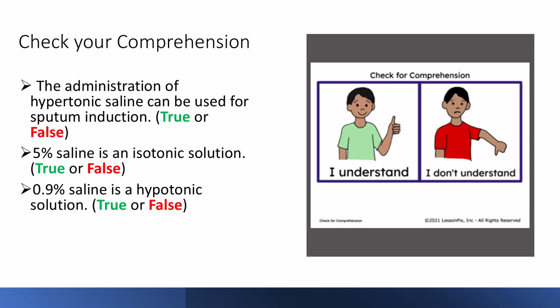5% saline is an isotonic solution. True or false? False. 0.9% saline is a hypotonic solution. True or false? False.